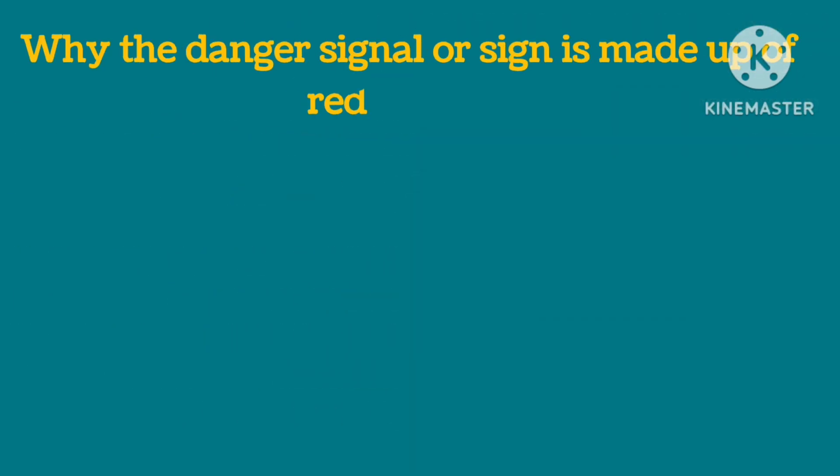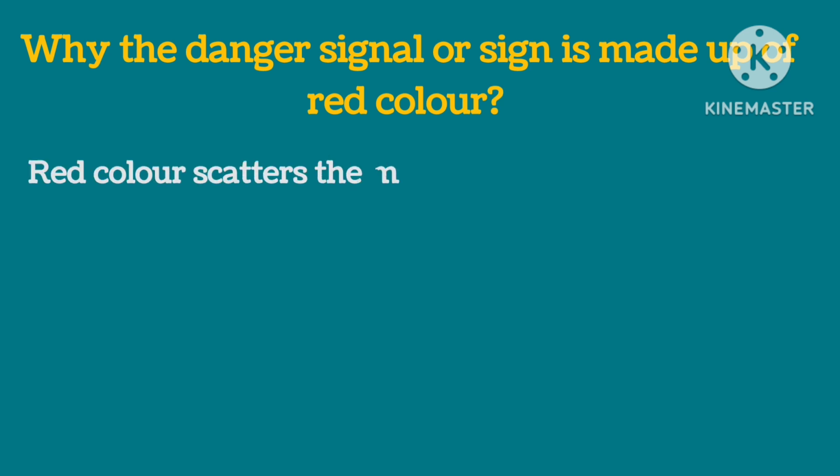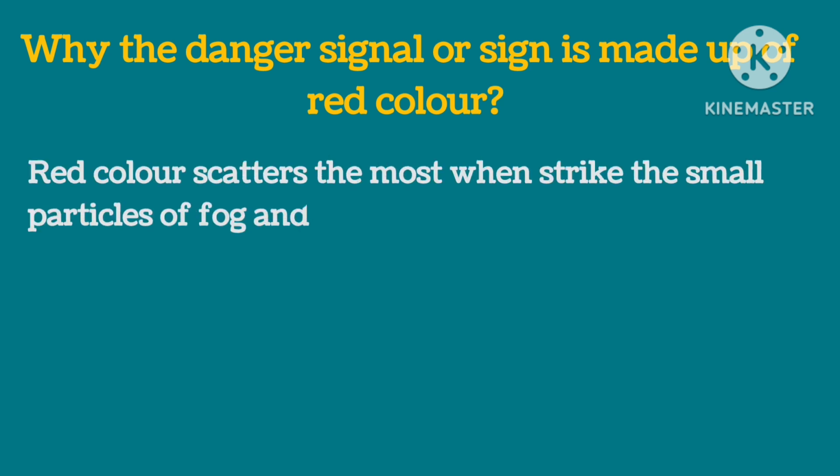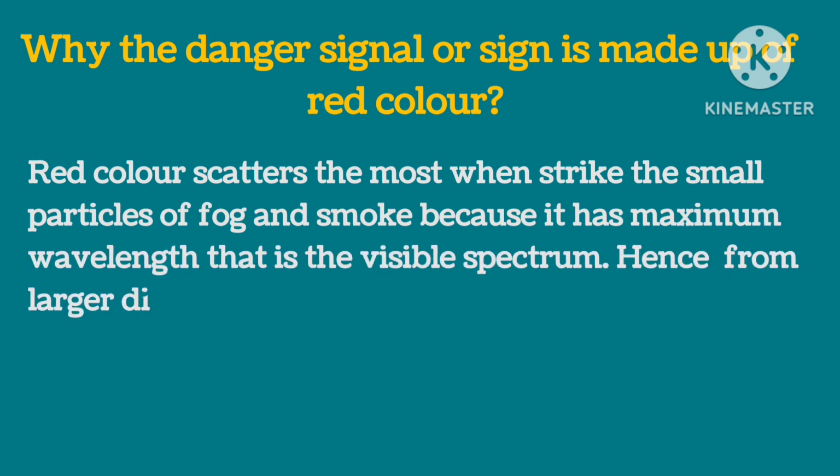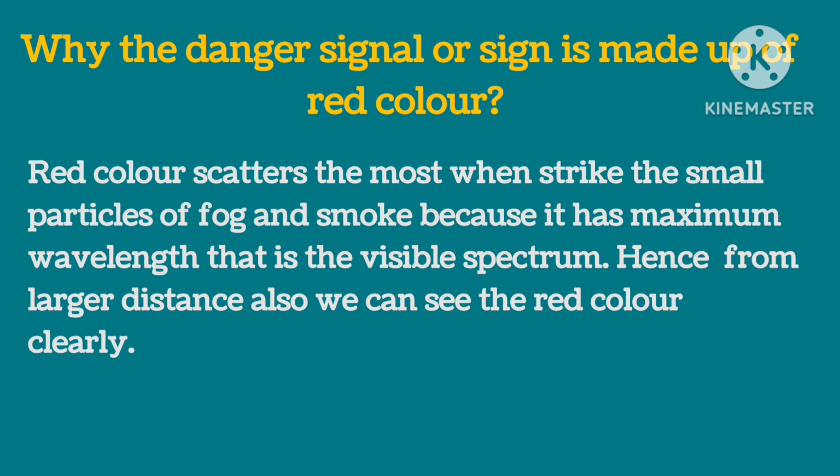Why is the danger signal or sign made up of red color? It is because red color is scattered the least when it strikes the small particles of fog and smoke, and because it has maximum wavelength in the visible spectrum, hence even from a larger distance we can see the red.